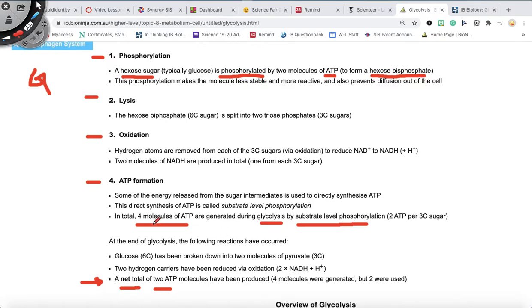Okay, so what are you going to get at the end of glycolysis? You're going to get your 2 molecules of pyruvate, which is a simple carbon compound. You're going to end up with 2 hydrogen carriers that have been reduced via oxidation, and you're going to end up with a net total of 2 ATP molecules that have been produced, right? Because even though you produced 4, it took 2 to drive the cycle, so that means you get a net total of 2 ATP molecules.